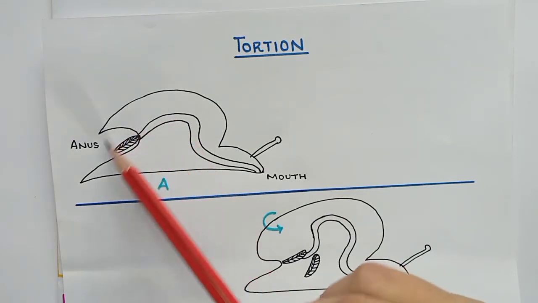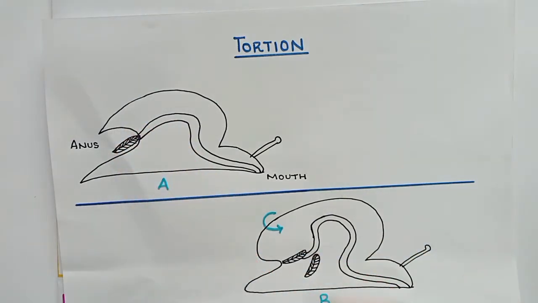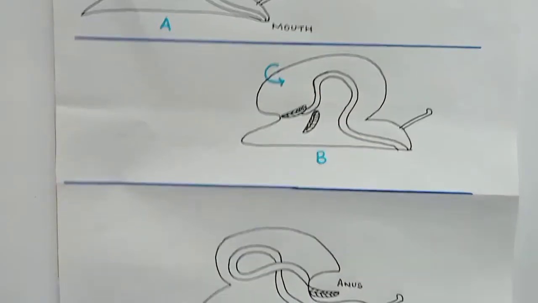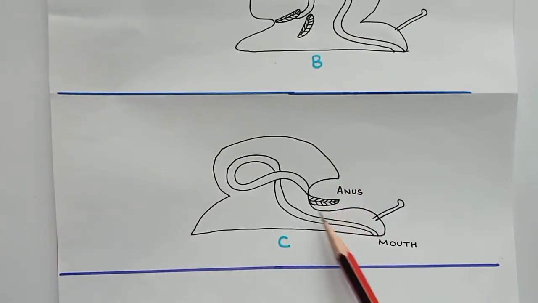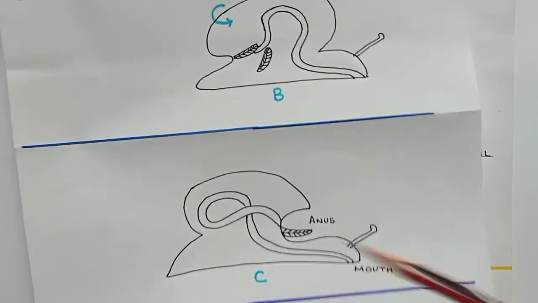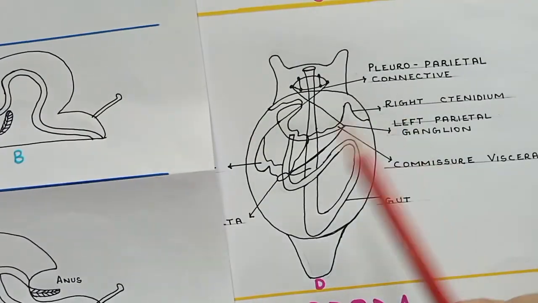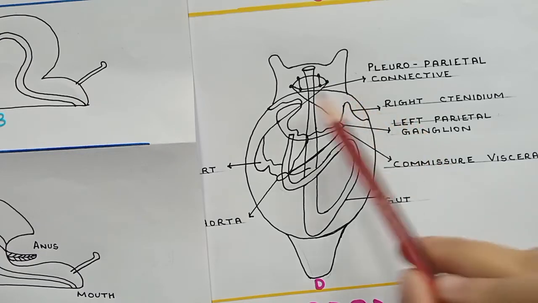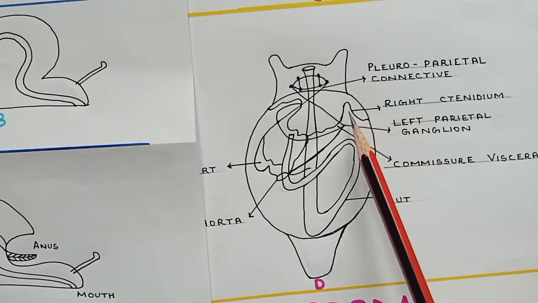It was on this posterior side. It opens on the posterior side. After the torsion, it comes to lie on the anterior side, on the head side. So this converts into this. We see the mantle cavity comes to face forward, and the tenidia and anus are shifted to the head region.